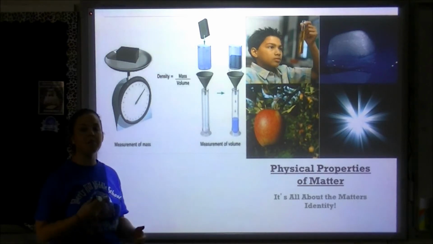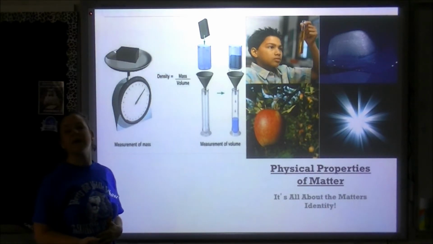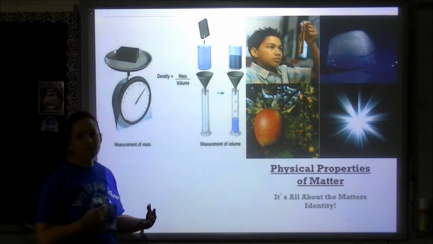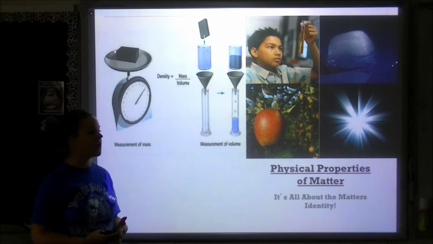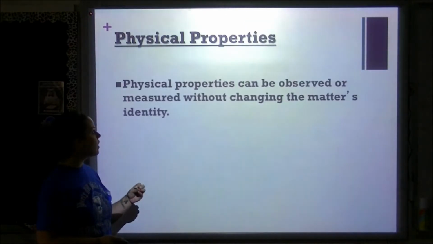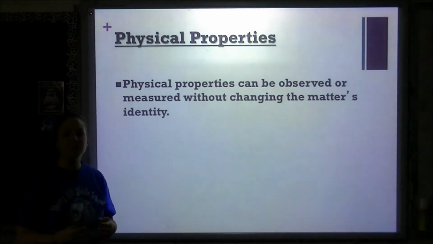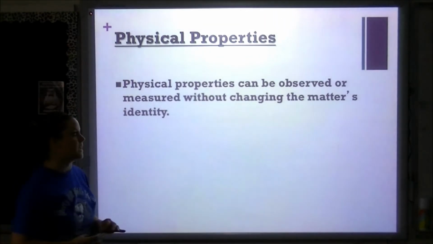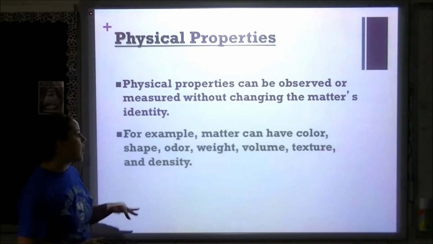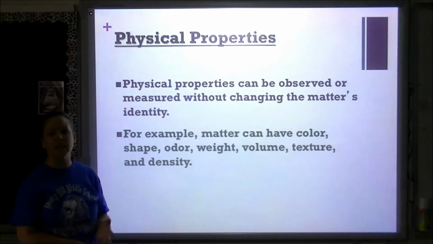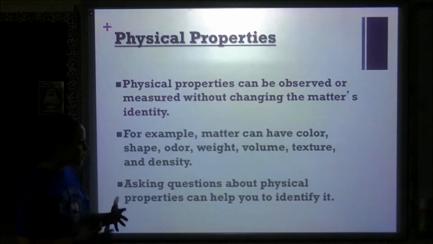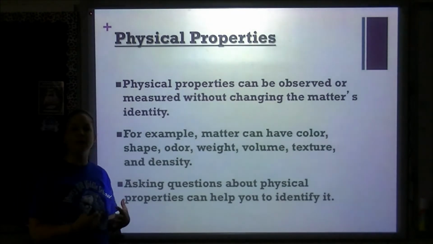So we've been talking about matter and what it makes up and everything to do with matter. So now it's time to focus on physical and chemical properties of matter. And today we're going to cover the physical properties. Physical properties can be observed without changing the matter's identity, without changing what makes it up. So, matter can have color, shape, odor, volume, texture, and asking questions about physical properties can help you identify it.